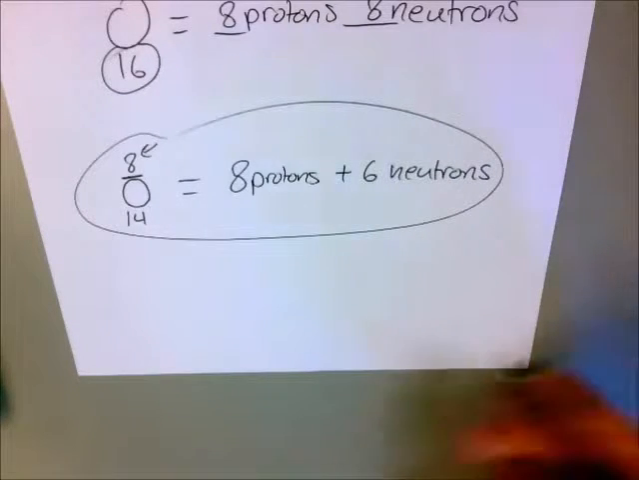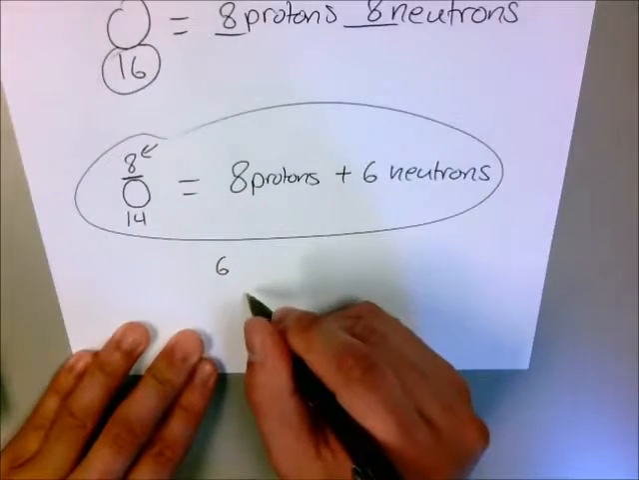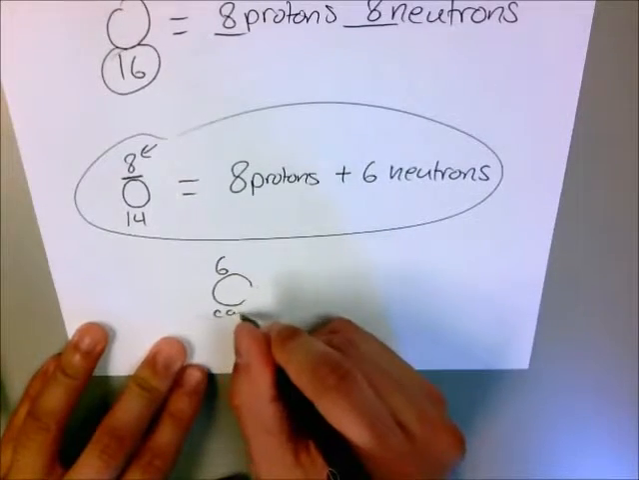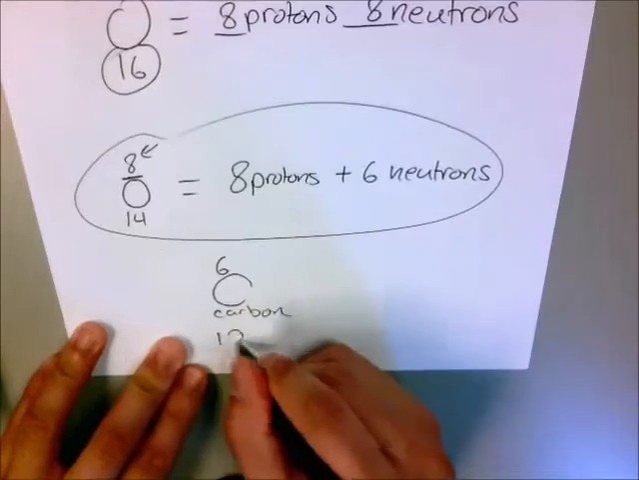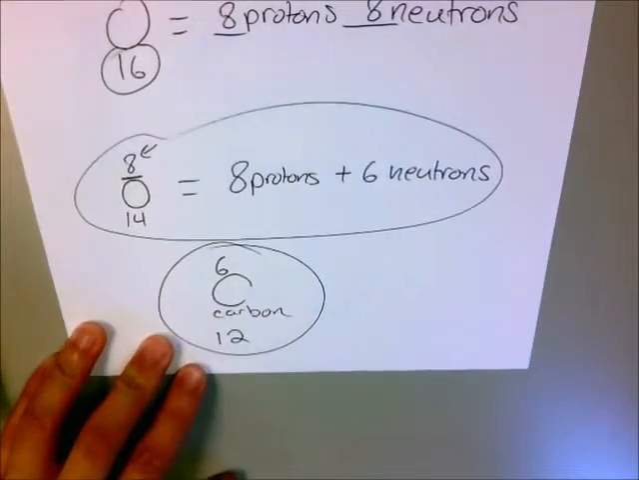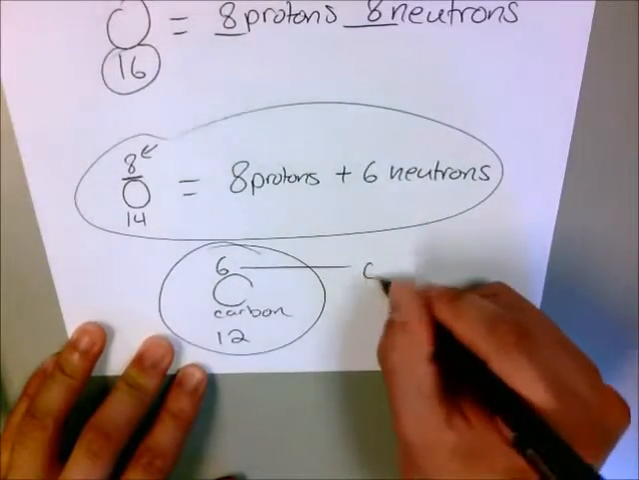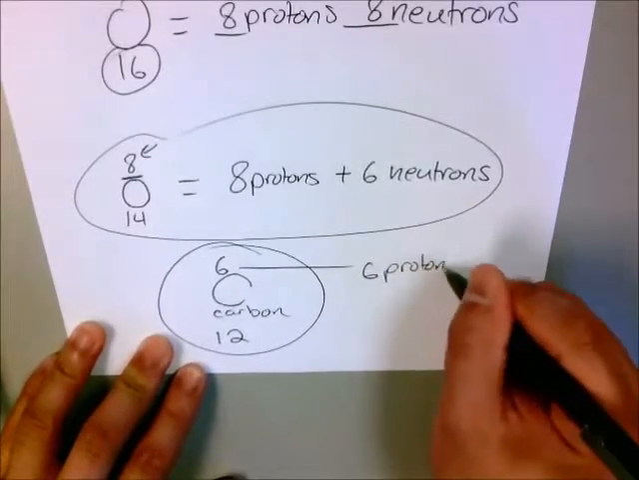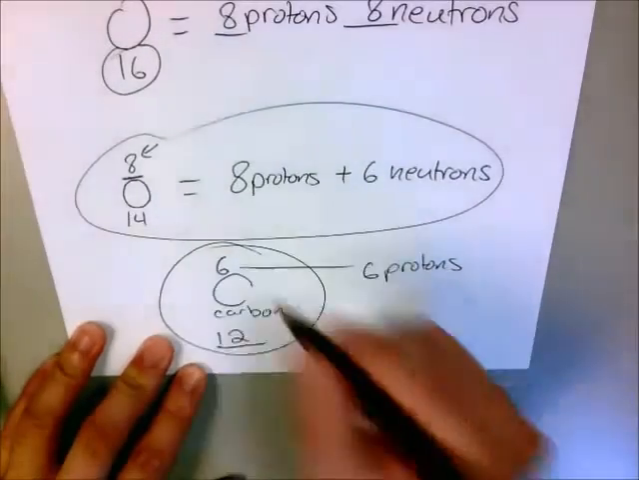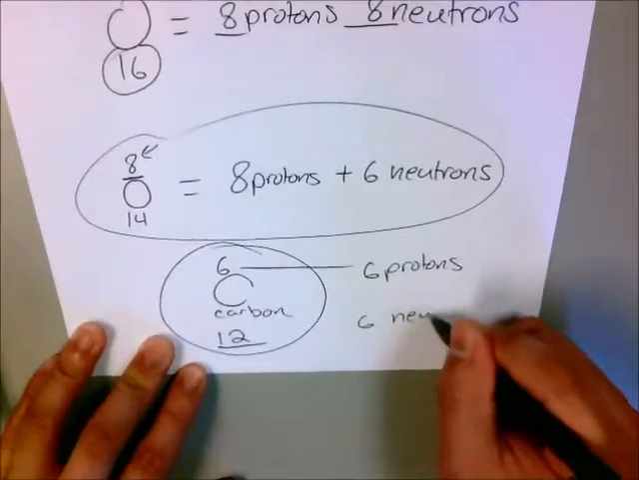Alright, I guess just to read over this a little bit better, you'll notice that on page 10, they have a picture of a carbon. So it goes 6, C, carbon, and then 12. This is called a carbon 12. What that means is it has 6 protons, and then you look at the mass, it's 12, so 12 minus 6 is 6 neutrons.